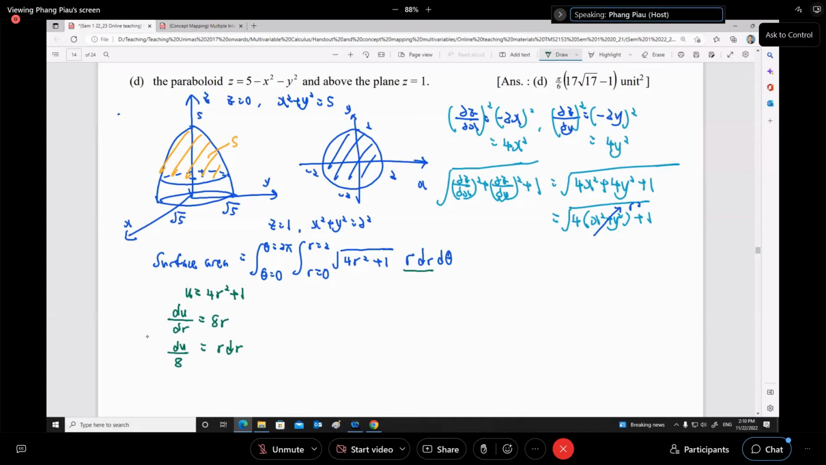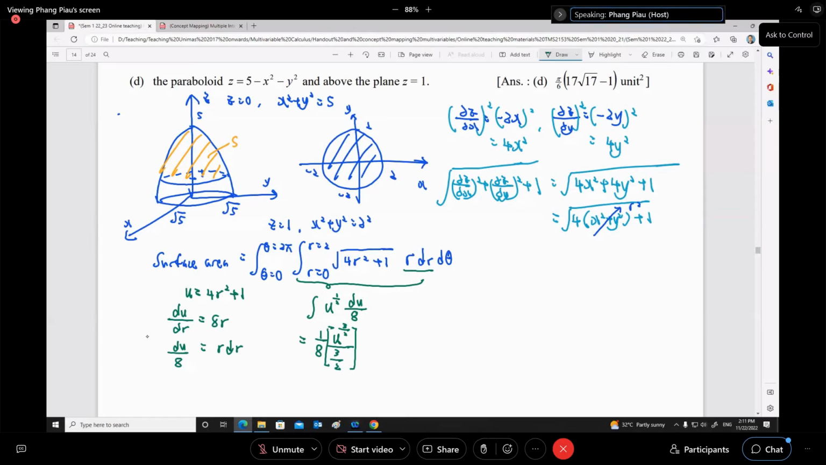down here. So if you focus on this part only, the integration with u only, okay, ignoring the limit for the time being. What you have here is an integration of root u, I put that as u power 1/2, okay, then the dr is replaced by du over 8r. And in this integration, you will have 1/8 as the coefficient. Then this is 1/2, you know that it will be u power 3/2 divided by 3/2.